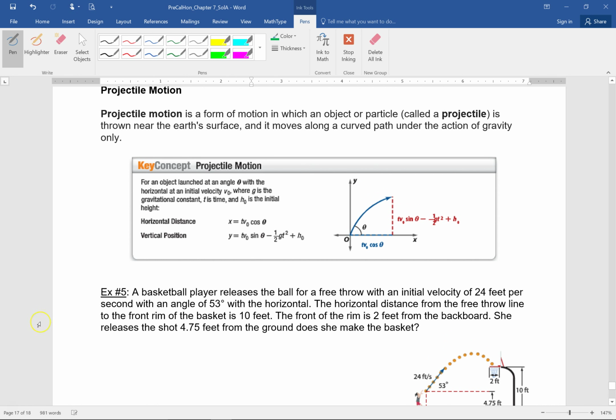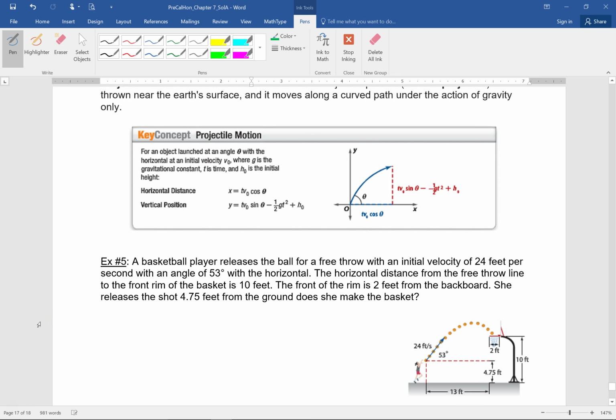All right. I'll leave out projectile motion for now.